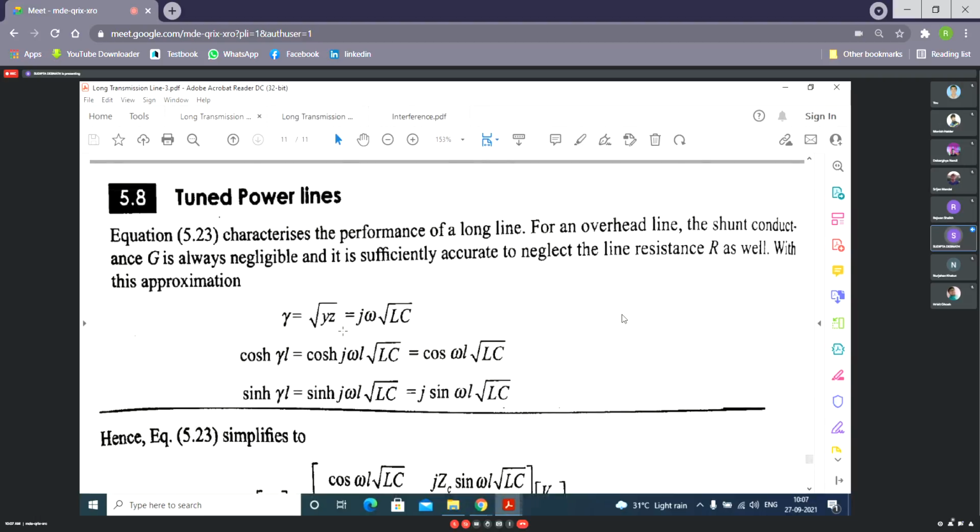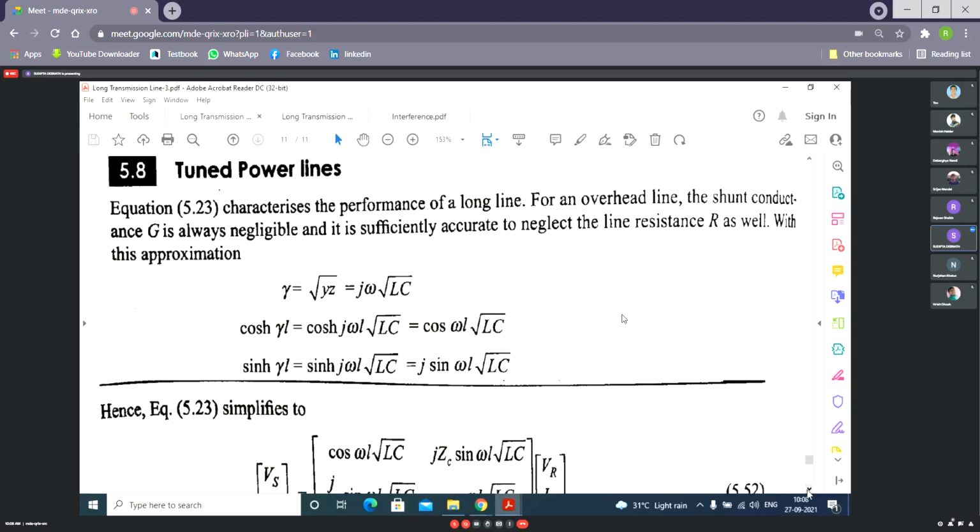See, if we consider a lossless line, then we neglect this R. If we neglect R, then Y becomes j omega C, and Z becomes simply j omega L. Normally it is R plus j omega L, but neglecting R, it becomes j omega L. So gamma transforms into j omega root over LC. In the generalized constants, we have hyperbolic terms in long transmission lines. These hyperbolic terms are converted into simple trigonometric cos and sine, because we have discussed that cosh jx equals cos x.